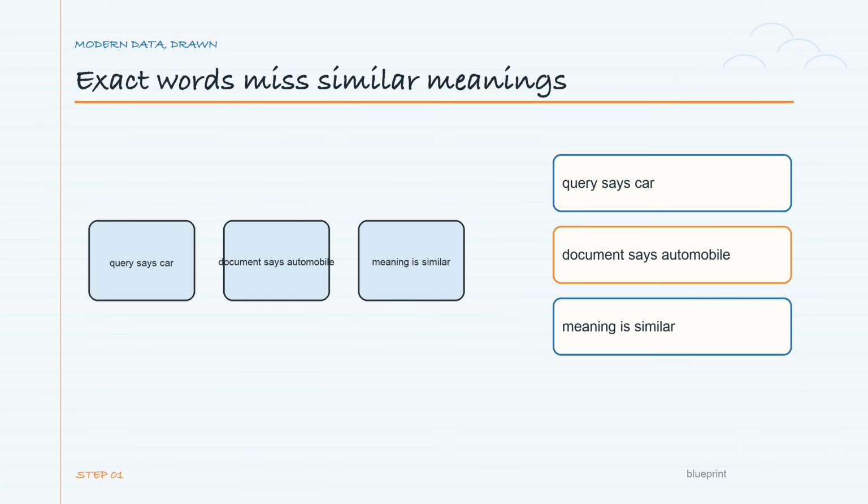We will build this idea one small step at a time, using a picture instead of jargon. Keyword search is excellent when the same terms appear in both the question and the document. But a user may ask about a car while the best document says automobile. Let us slow that down and make it concrete. Read the drawing from one idea to the next. Query says car, then document says automobile, then meaning is similar.